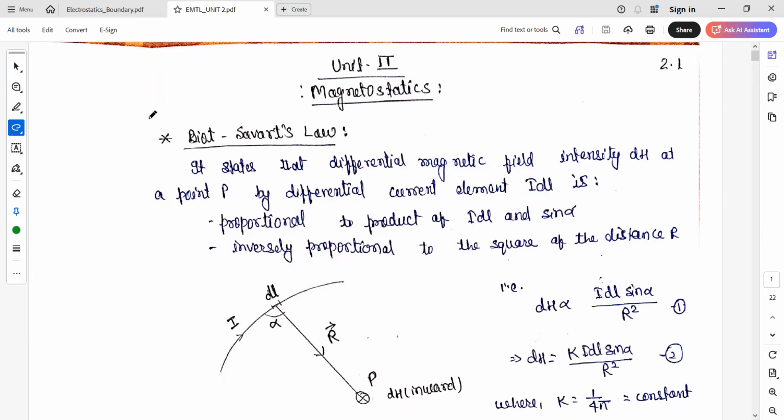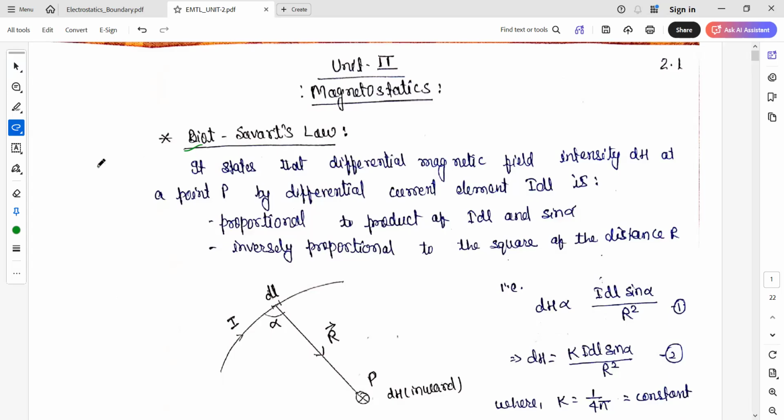So here, magnetostatics. The name itself is what? Static. When current flows through any conductor, not charge, around this conductor it creates a magnetic field. On the basis of that, we have many discussions. A very important thing is Biot-Savart's law.